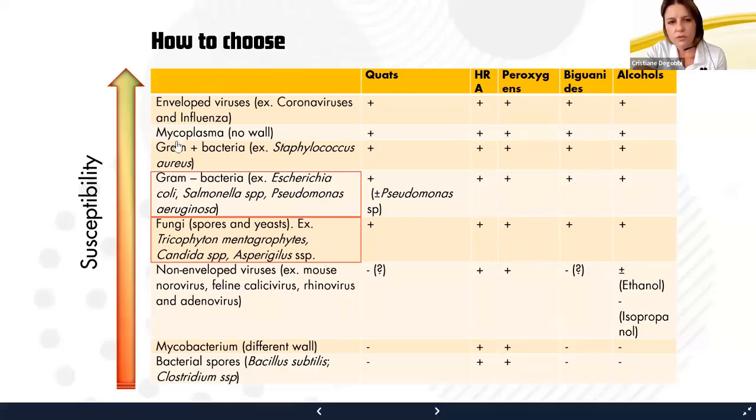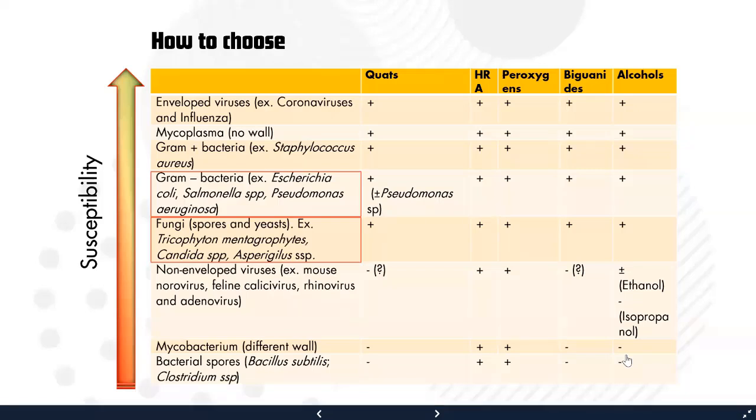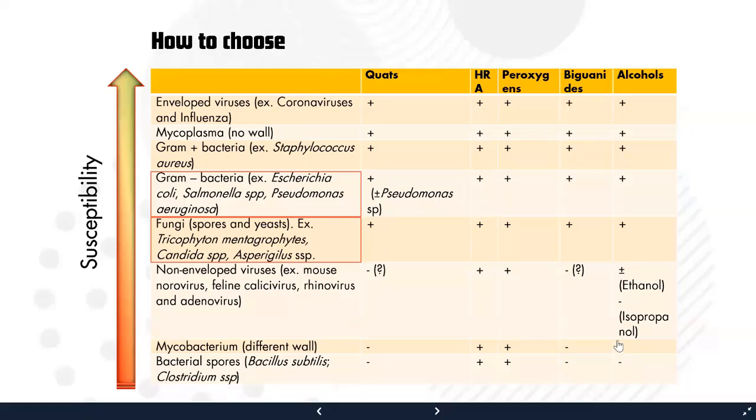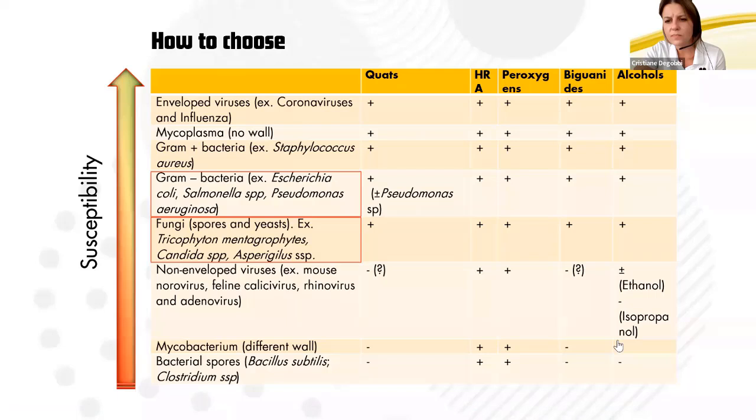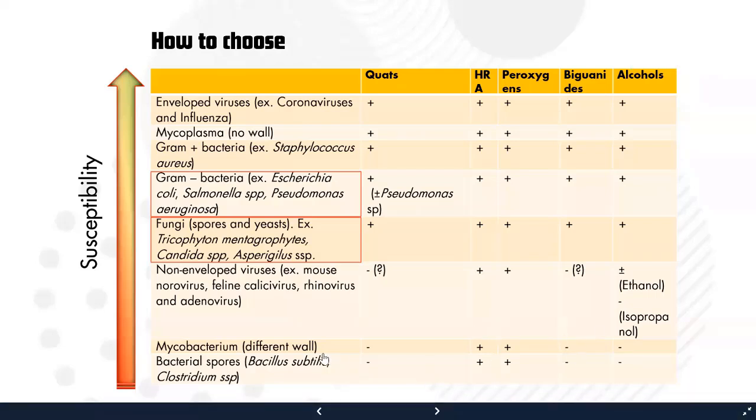When you go down on the table, you're going to see bacterial spores. I have some examples, Bacillus subtilis, which is important in the food industry, and Clostridium. These are spore-forming bacteria. And if you want to fight spores, not all antimicrobials are going to work. Okay. So if you want to fight bacterial spores, not all of them are going to work.